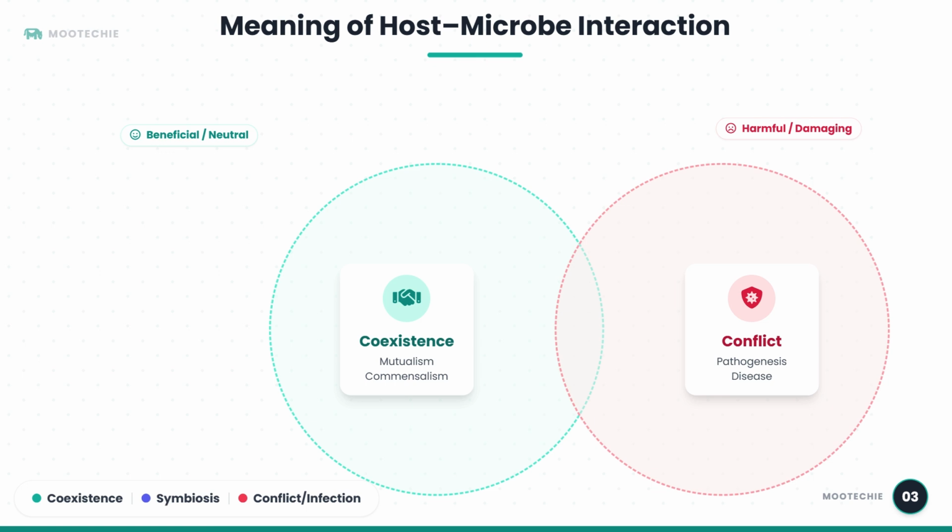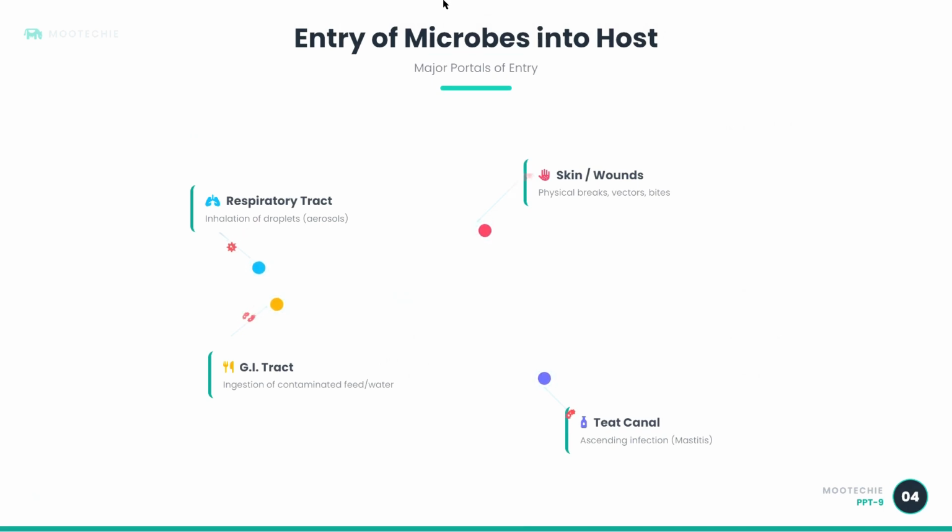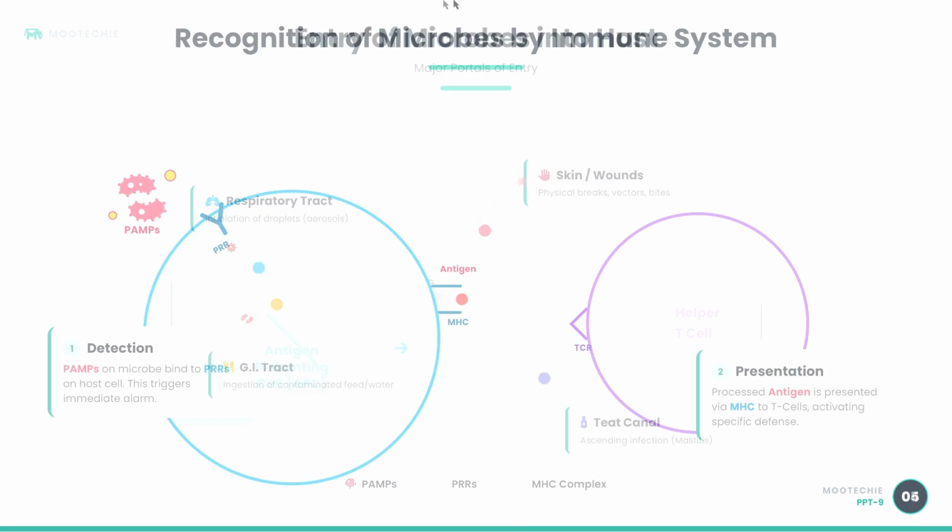Another important part of this topic is understanding how microbes enter the host. They use major portals of entry. The first common route is the respiratory tract, where microbes are inhaled through droplets or aerosols. The second is through the skin or wounds via physical breaks, insect bites, or vectors. The third portal is the gastrointestinal tract through the ingestion of contaminated feed or water. And a very specific route in dairy animals is the teat canal, which is a primary site for infection leading to conditions like mastitis.